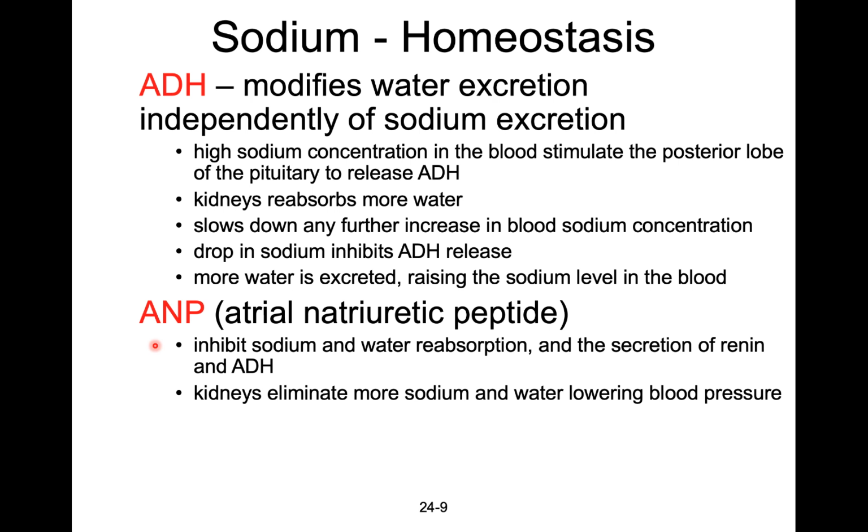So when your blood pressure is high, it stretches out the heart and it increases the pressure in the aorta. And you have baroreceptors in there that say, hey, blood pressure is a little bit high. Let's go ahead and secrete ANP so we can excrete out sodium and therefore water out into the urine, and get rid of that fluid from inside our body to lower blood volume and therefore lower blood pressure.